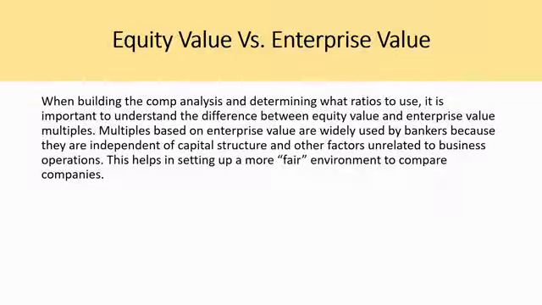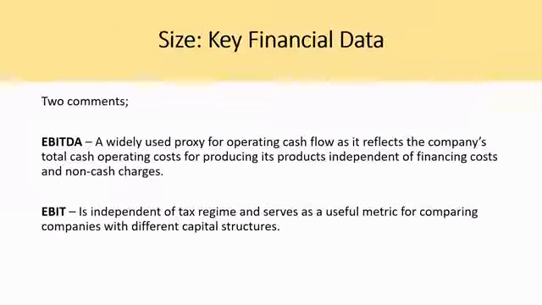When building the comparable analysis and determining what ratios to use, it is important to understand the difference between equity value and enterprise value. Multiples based on enterprise value are widely used by bankers because they are independent of capital structure and other factors unrelated to business operations. This helps in setting up a more fair environment to compare companies. And I've already said this, but this is really important to understand for those for whom this is more of an introductory-level discussion, okay?